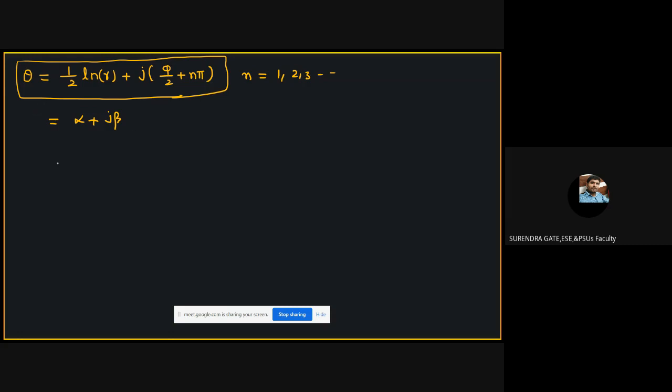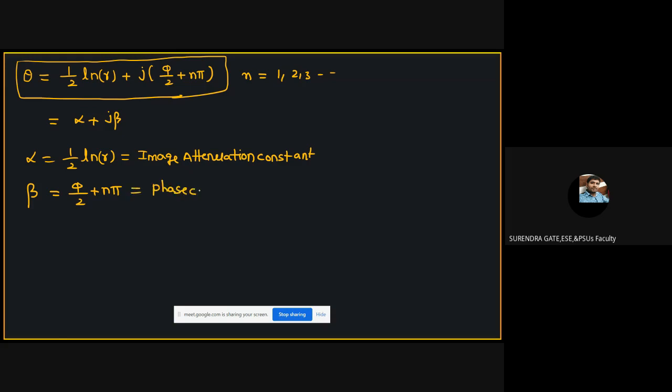Then what is alpha, students? This alpha equals 1 by 2 into ln of R. This is called the image attenuation constant. Where beta equals pi by 2 plus n pi. This is called the phase constant.